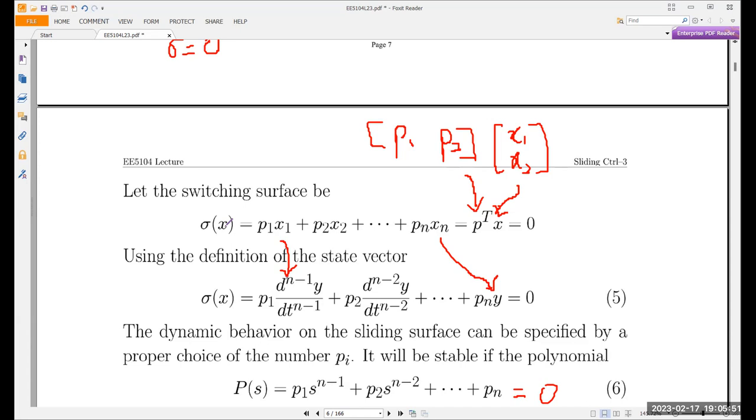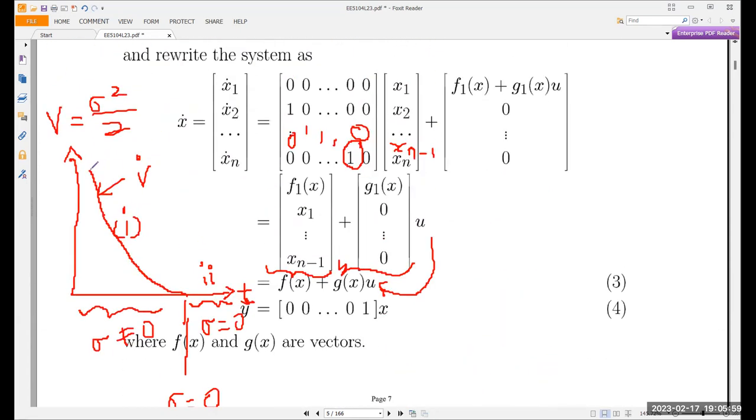So sigma is 200, and sigma square divided by 2 would be 200 square divided by 2. At t equal to 0, I'll be here. 200 square divided by 2 will be my V. My V value will be here. For my example, it is 200 square divided by 2, at t equals to 0.